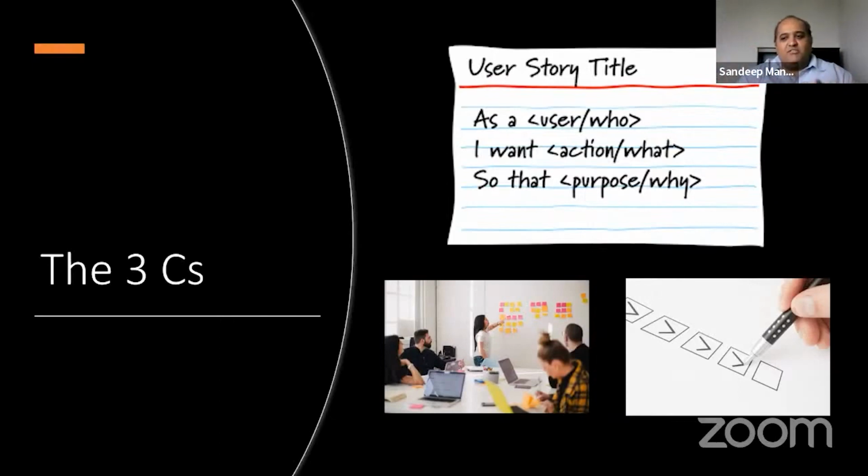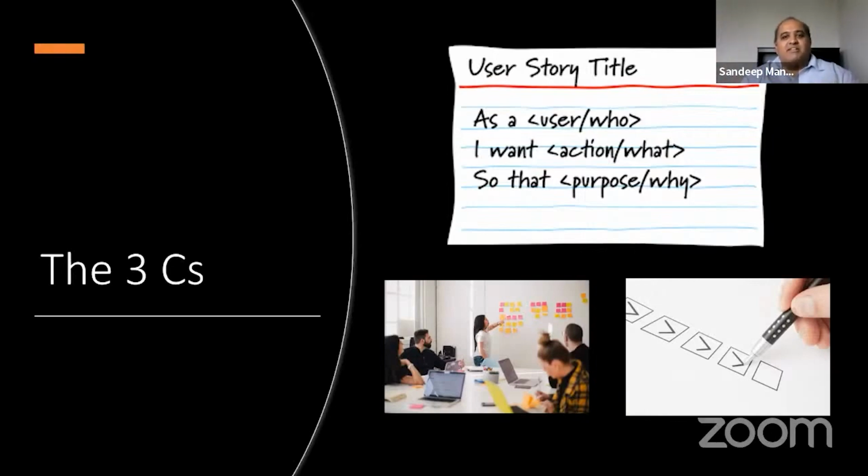Most often I keep hearing that the user story has to follow a certain pattern. If you write a user story like, as a user I want an action so that whatever purpose, then it is done. Actually, it is not done.